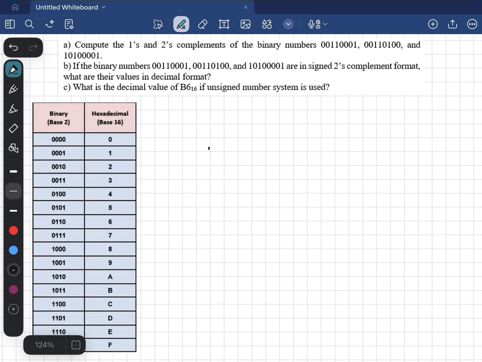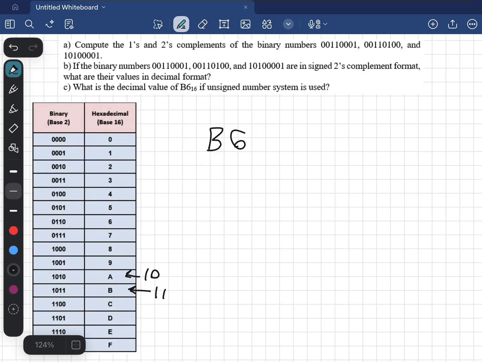Finally, problem C asks for the decimal value of B6 in hexadecimal form using an unsigned number system. Since it's unsigned, we don't care about the signed bits. We just apply the standard base 16 positional weights. So rewriting the number out, B6, we know that B corresponds to a position of 11 because A is 10, B is 11. And then 6 just remains as 6.